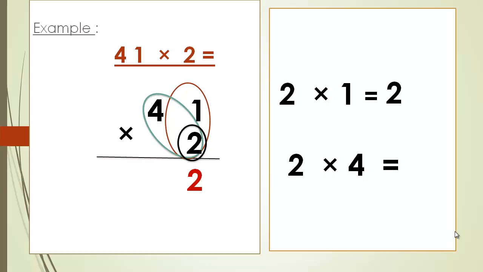How many is 2 times 4? You know the multiplication table: 2 times 4 equals 8. If you didn't know, you can stand 4 fingers, then skip count by 2: 2, 4, 6, 8. Go and write 8 in the tens place. It means 41 times 2 equals 82, or 2 times 41 equals 82, the same answer.